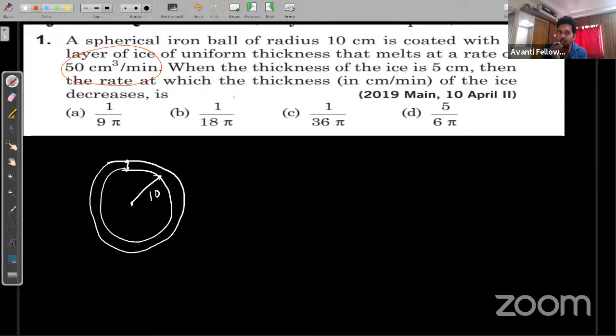What is given? It is melting at the rate of 50 centimeter cube per minute. By looking at the units, you can say it, right? Which units? What has he given? Which rate has he given? Guys, can anyone please help me? Is it decreasing of radius or what? Come on, tell me, guys. Very good, Naveen. Your answer is correct, Naveen.